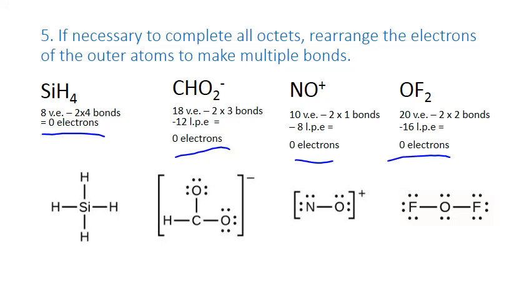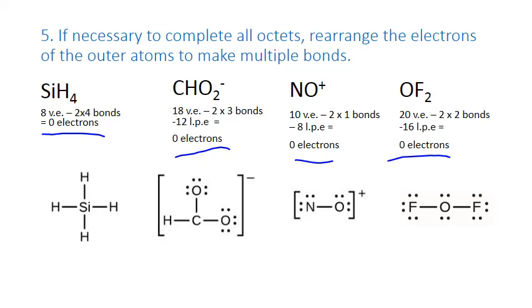The last step is to look and make sure that everything that wants a full octet has a full octet of valence electrons. So that means everything except hydrogen should have 8 electrons around it, either as lone pairs or as shared electrons in a bond. If it doesn't, then what we need to do is figure out a way to share some of those lone pair electrons to give each atom that full octet.